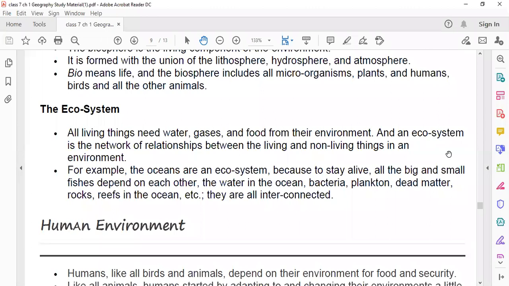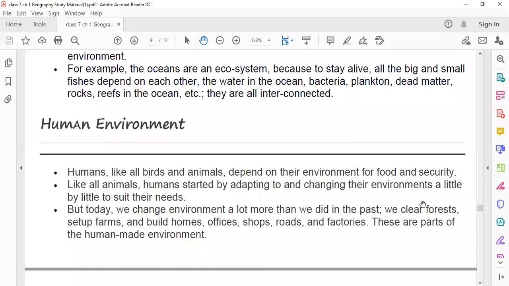Now, what is ecosystem? All living things need water, gases, and food from their environment. And an ecosystem is the network of relationships between the living and non-living things in an environment. तो ये क्या है? ये एक network of relationship है जो कि living और non-living things के बीच में होता है. उसे हम लोग ecosystem बोलते हैं. Now, for example, the oceans are an ecosystem because to stay alive, all the big and small fishes depend on each other. The water in the ocean, bacteria, plankton, dead matter, rocks, reefs in the ocean, etc. They are all interconnected.